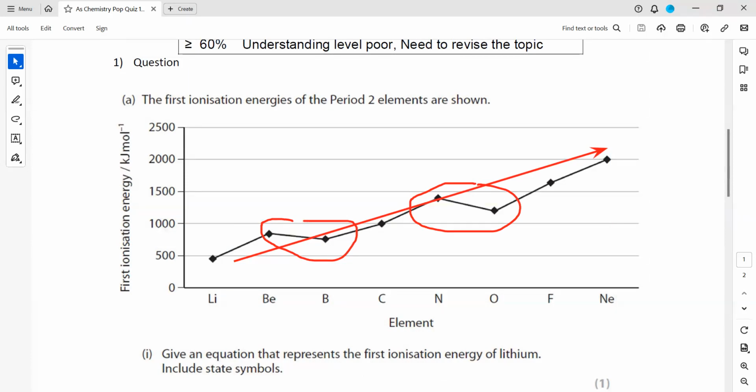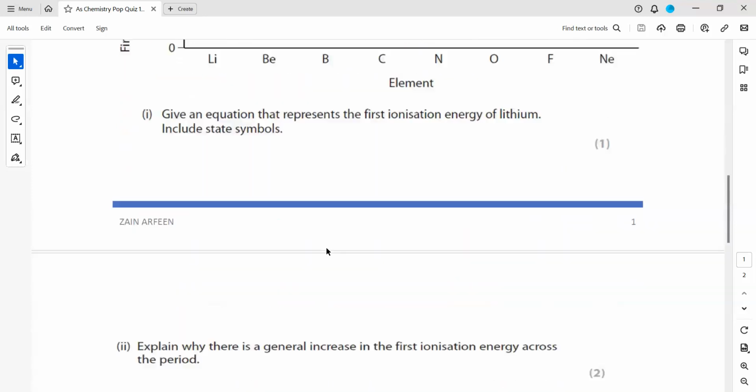Because when we move across the period, you will see the nuclear charge increases. The same shells, but more nuclear charge. Lithium has 3 protons, beryllium 4, boron 5, carbon 6, nitrogen 7, oxygen 8, fluorine 9, and neon 10. So generally when we move across, the number of protons increases. As the number of protons or nuclear charge increases, they have the same shells.